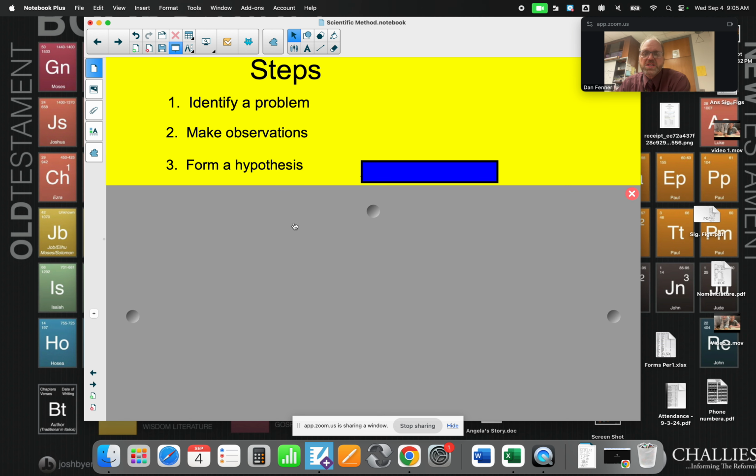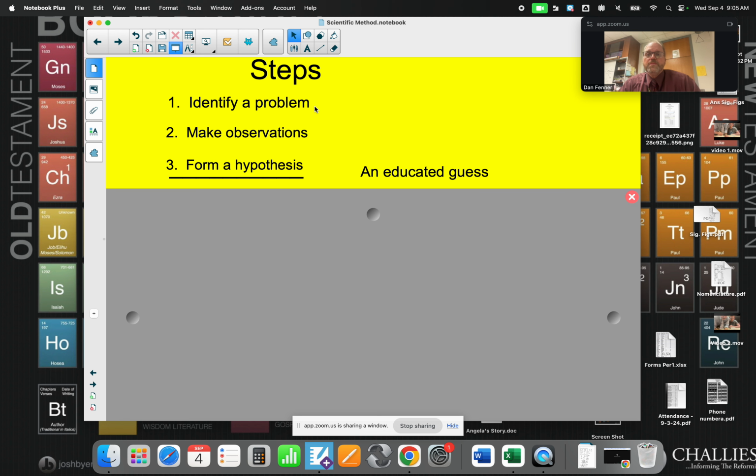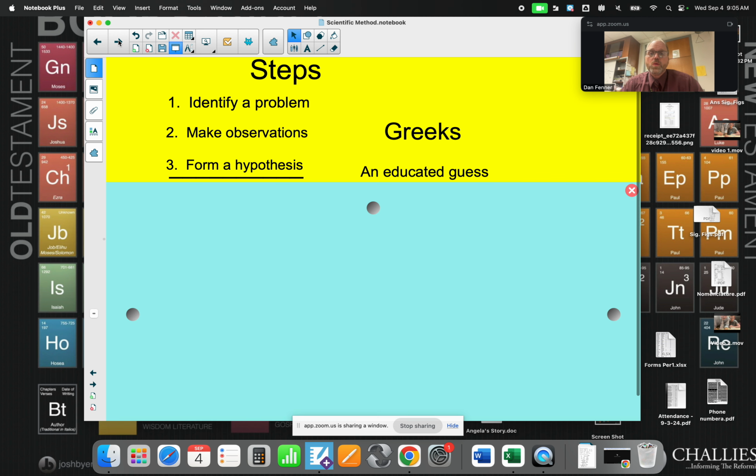Now, hypothesis is a Greek word. It means an educated guess. Now, I have a line here because this process has been going on for a long time. The first group to do that were the Greeks. But the problem is they never went any further. Once they identified a problem, they considered it a fact.